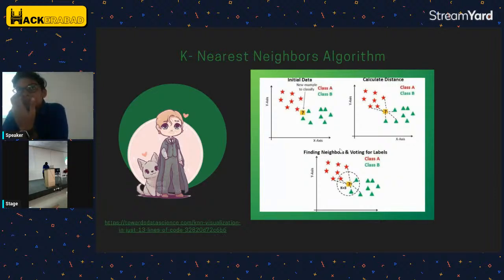So if I want to know which class a particular point is, I take the value K.